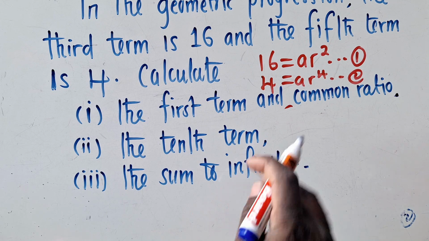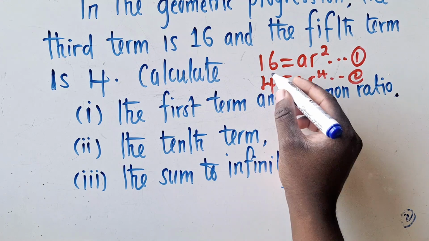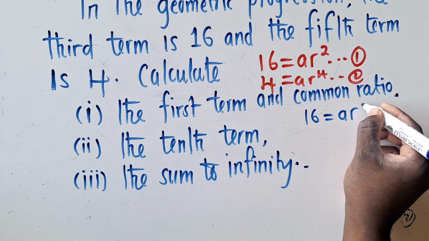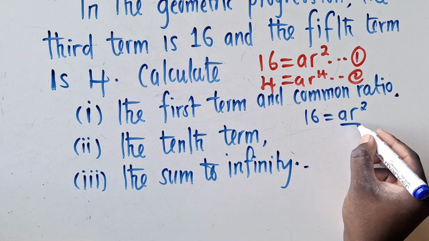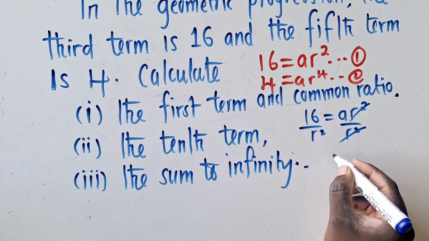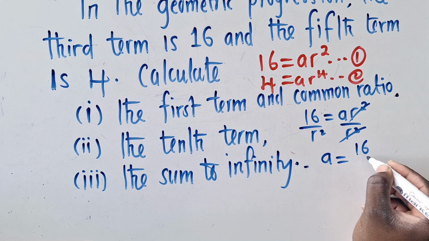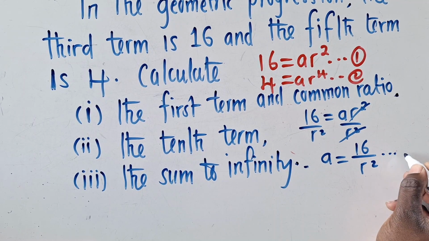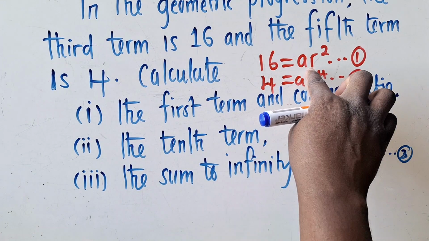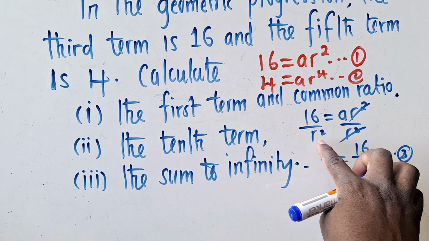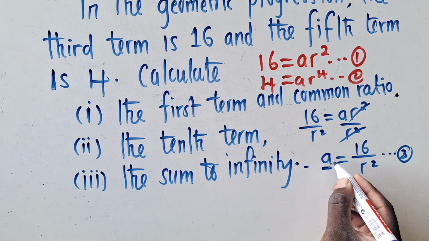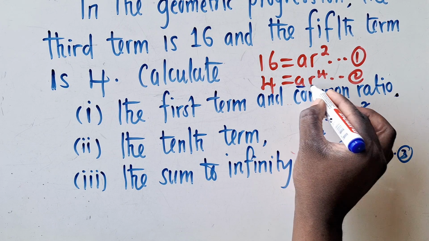To solve these two equations, we are first going to get equation 1. We say 16 is equal to a r power 2. You now divide by r power 2 to make a the subject. So this would be a is equal to 16 over r power 2. So this is our equation number 3. I hope you can see what I've done. I've just divided by r power 2 both sides, and this is how it looks. So what I've gotten here should be substituted in equation 2 where a is.